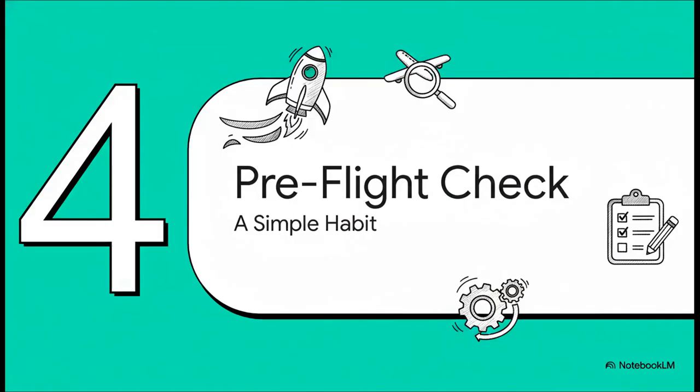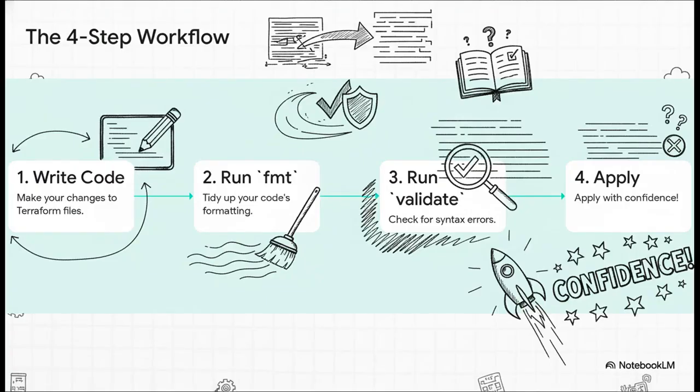So we have the code tidier and the safety inspector. How do we actually use them? Simple. You make them a routine, a habit. Think of it like a pilot's pre-flight check that you run every single time before you take off. This is the rhythm you want to get into. It's super simple. Step 1, you write or change some code. Step 2, without even thinking, run Terraform FMT to clean it up. Step 3, run Terraform Validate to check for errors. If both of those pass, you're ready for step 4, running your plan and apply with way, way more confidence.